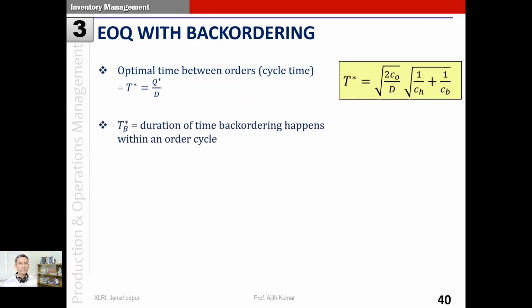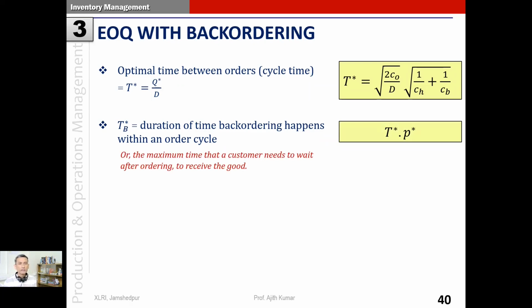Okay, the duration of time backordering happens within an order cycle will be given by this formula. It is simply the T star multiplied by P star. Okay, that is how we defined P star. P star is defined as a proportion of time that the backordering exists in the system. And therefore, just taking T star and multiplying it with P star will tell us the duration of time over which in a given cycle the backordering will happen. And this also is the maximum time that a customer needs to wait after ordering to receive the good.